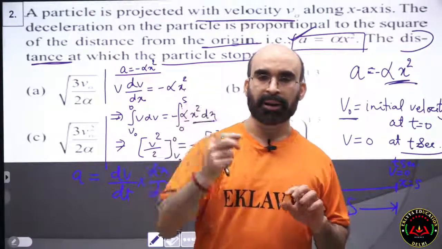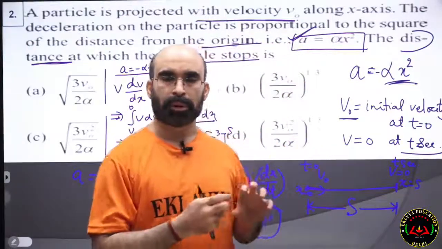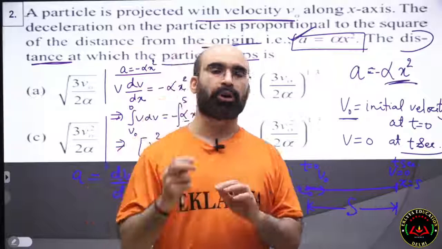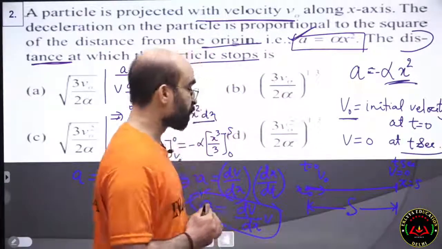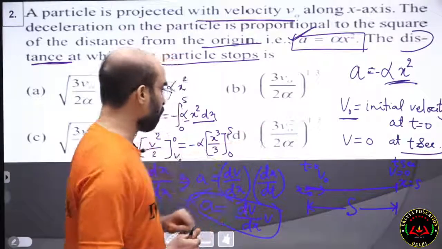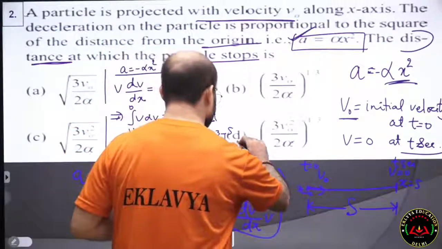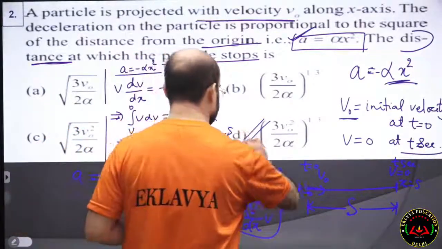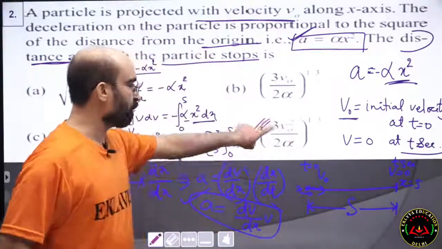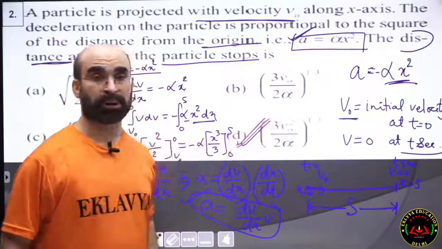When you aim higher with that approach, I'm sure that you will achieve big in your life, right? So, yes, this comes out. This is our result, as we got. Okay, 3v0 square upon 2 alpha raised to power 1 by 3. Understood?